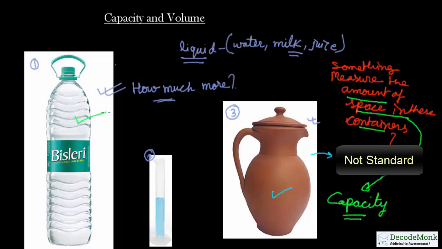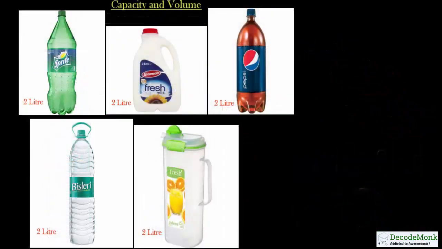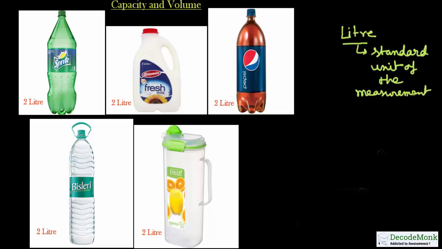So this Bisleri will have a capacity, this beaker will have another capacity, and this earthen jug has got capacity, and these capacities need to be measured. So this is what we want. Modern people have come up with a standard unit of measurement of capacity, and that is called the liter, L-I-T-R-E. This is the standard unit of the measurement of capacity. We will discuss liter again.